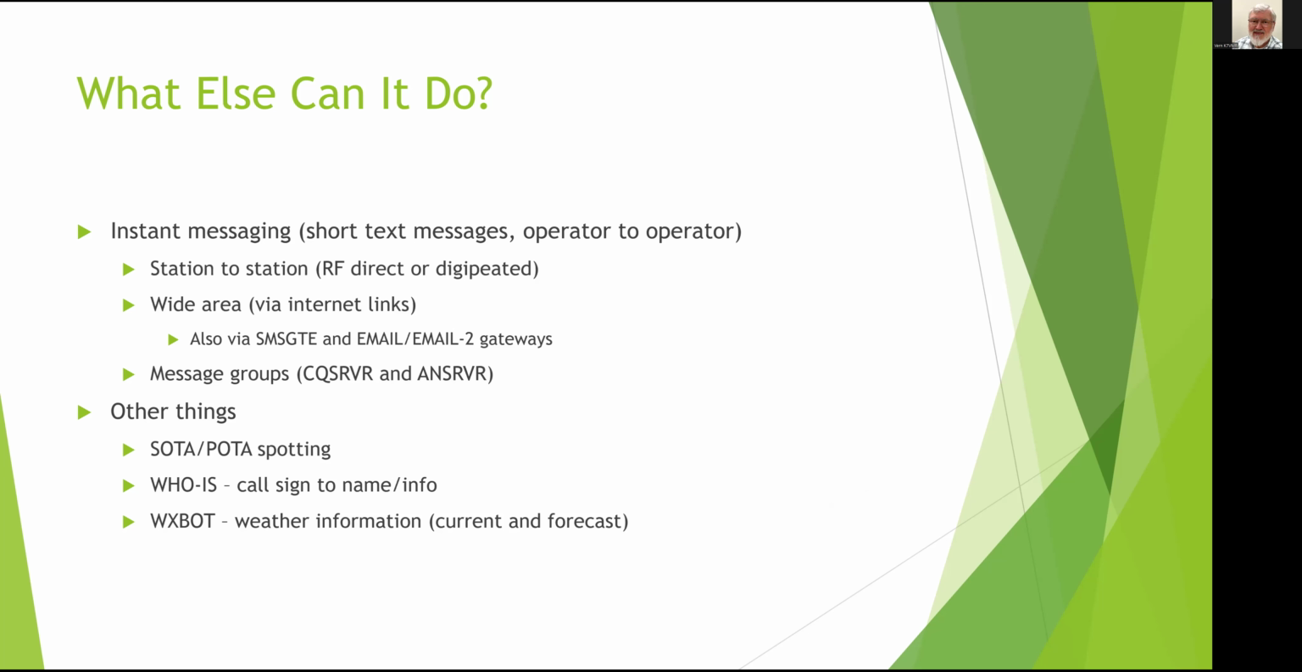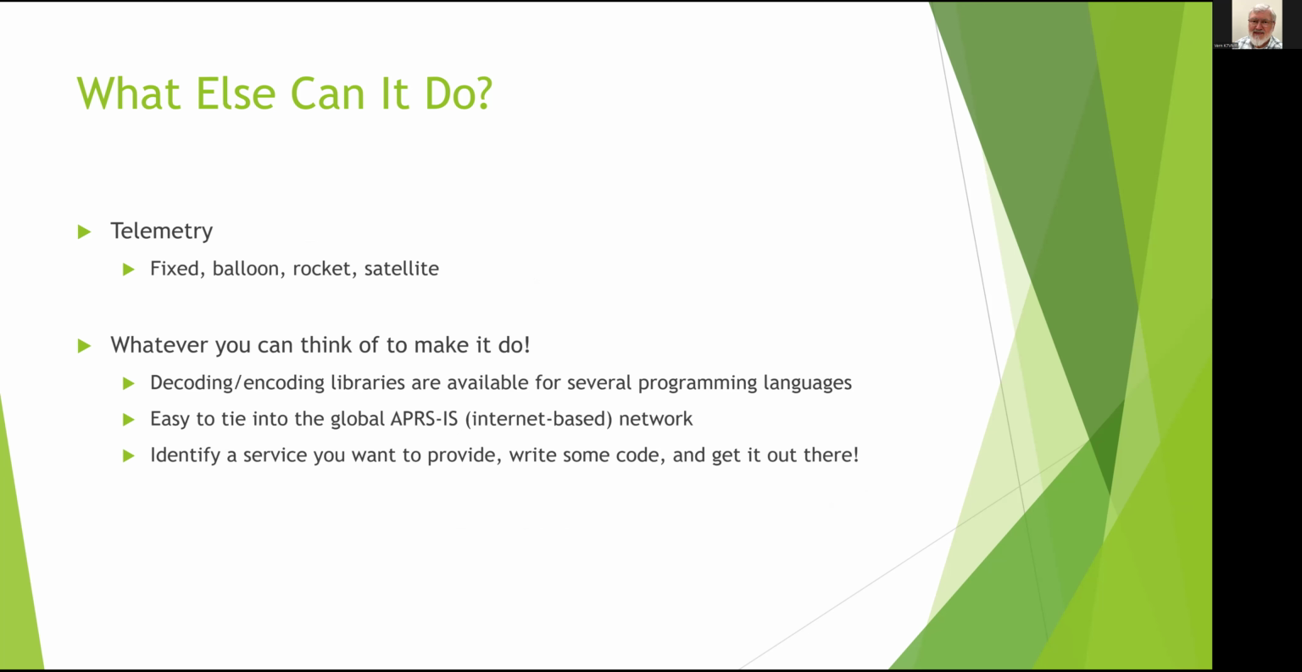Whois will give you information about a call sign. WXBot will give you weather information that is live. That's kind of cool. Telemetry. Either a fixed station can be reporting telemetry. You might have a balloon or a rocket or a satellite that is reporting some kind of telemetry. That can be done over APRS. We'll look at some examples of that.